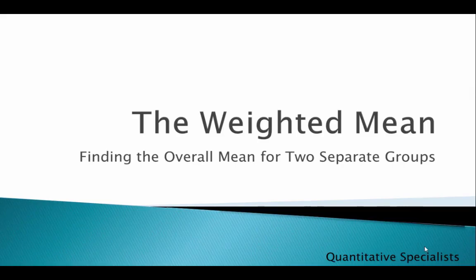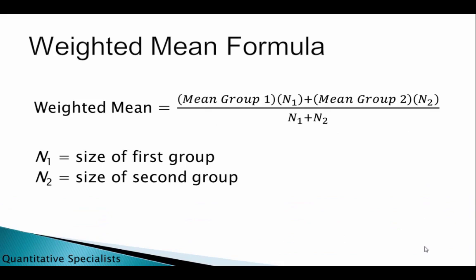In this video, we'll take a look at the weighted mean, or finding the overall mean for two separate groups. Now the weighted mean formula you can see here on your screen. It's equal to the mean of the first group times the size of the first group, which you also see down here, plus the mean of the second group times the size of the second group, divided by the sum of the two group sizes.